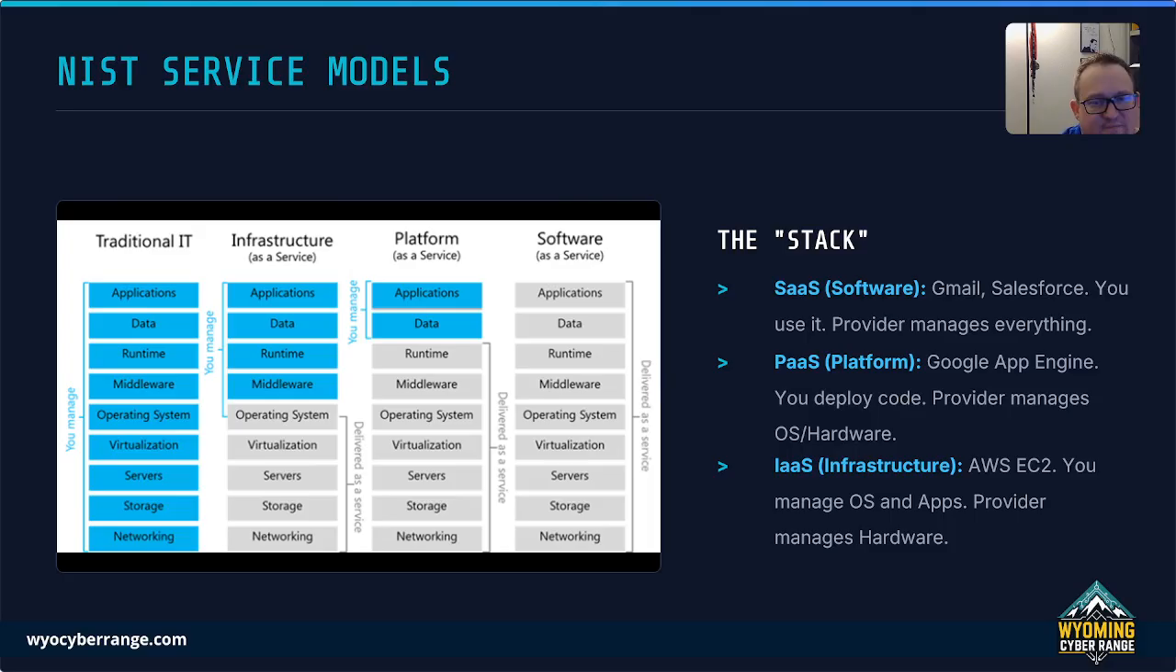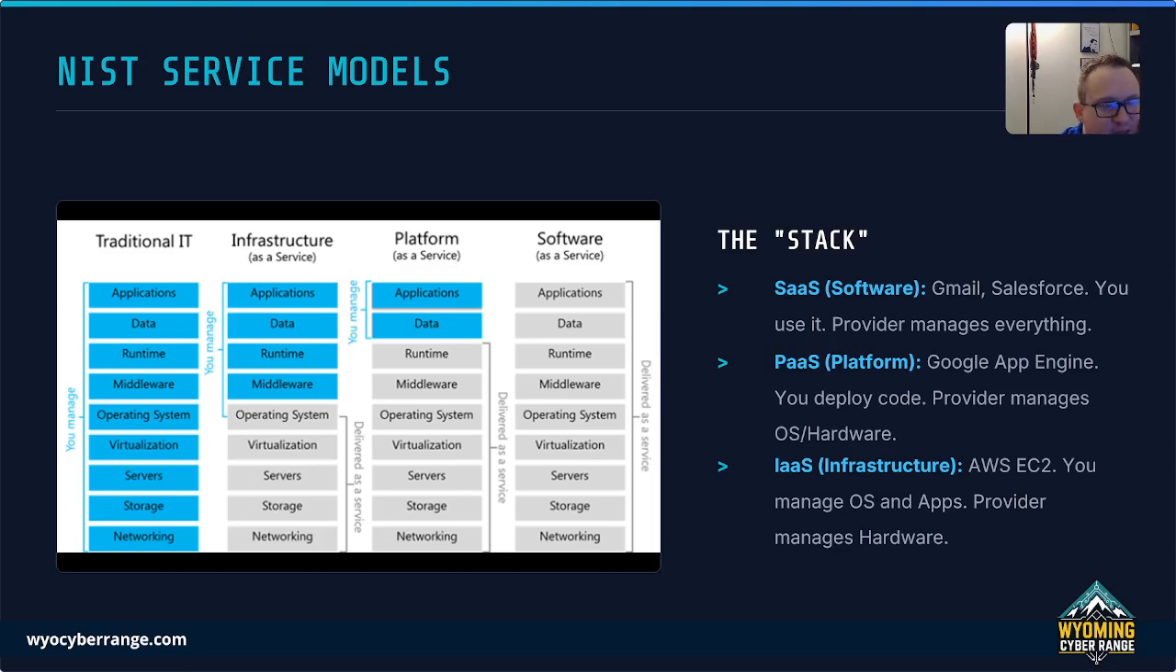And then lastly, we've got infrastructure as a service, and this is something like AWS EC2. You manage the operating system, the applications, and everything up from there, but the provider is strictly going to manage the physical hardware and the virtualization layer itself. So for the exam, we need to know our forensic visibility and where it stops for each model.